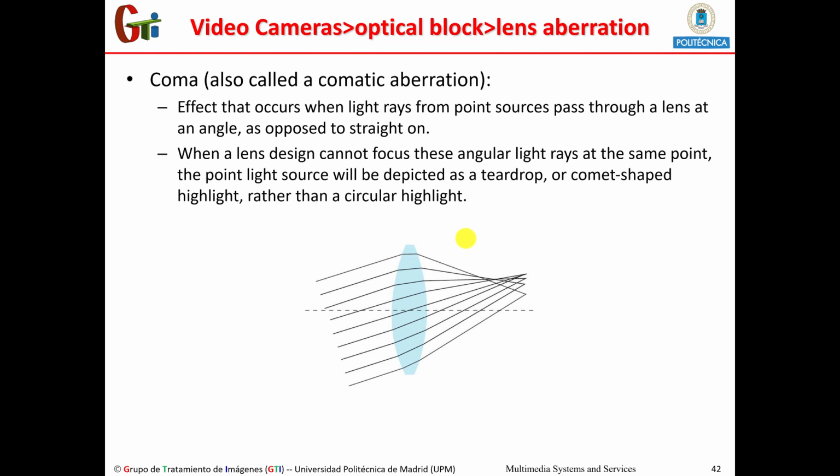Similar to the previous one is the aberration called coma. This is also related to the rays entering at different points in the lens, but this time we are focused on the fact that the rays can be inclined with a certain slope, as opposed to the previous one, where we were considering just straight rays.